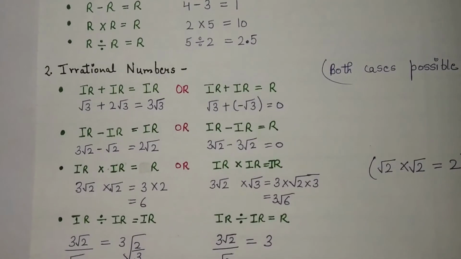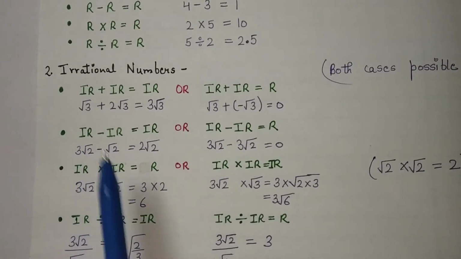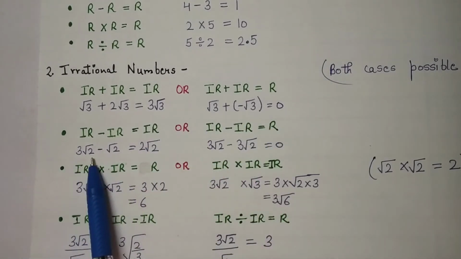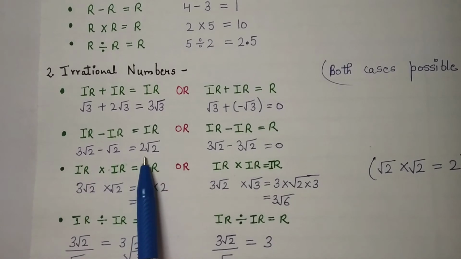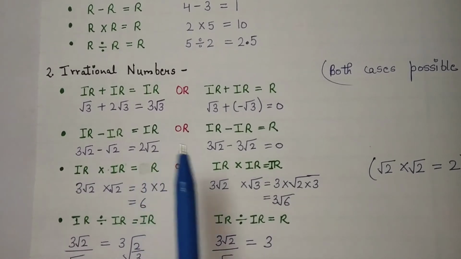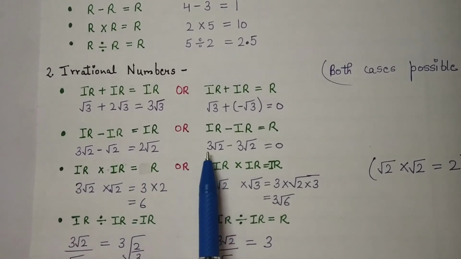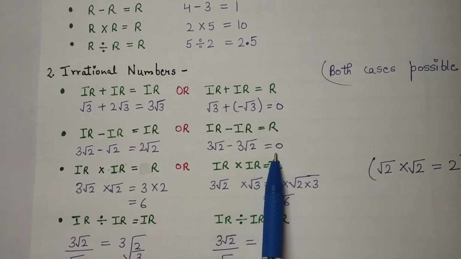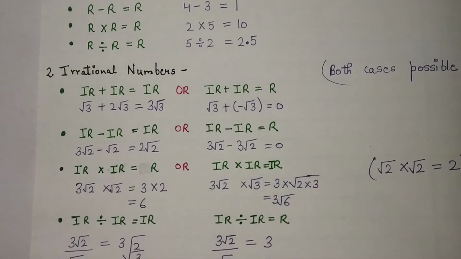Similarly, in subtracting, I have an irrational answer and also a rational answer. 3 root 2 minus root 2 is equal to 2 root 2, which is irrational. And if I subtract 3 root 2 minus 3 root 2, it is equal to 0, which is rational, because 0 can be written in p by q form.